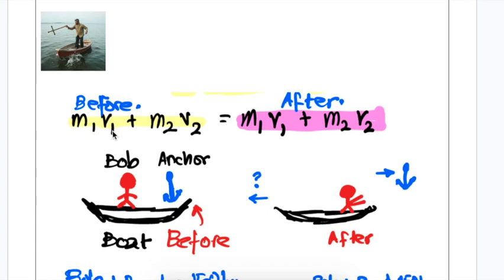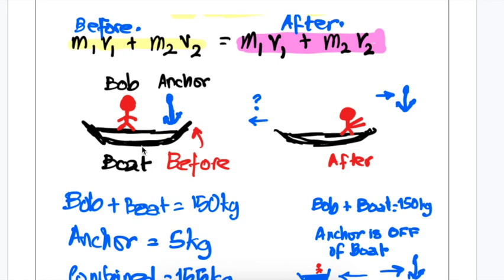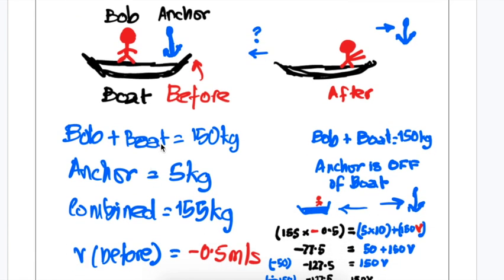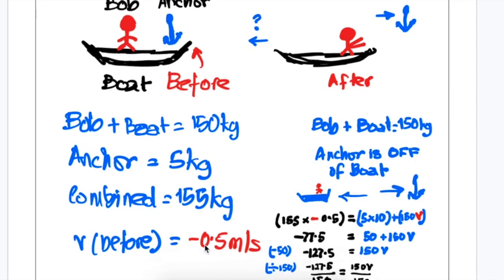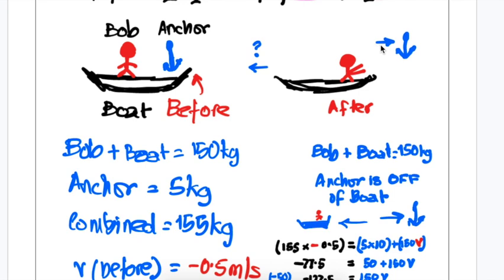So diagramming all of that into a systems diagram, as it's called, we have the boat, we have the anchor, we have Bob on the boat, and before doing anything, Bob and the boat had a mass of 150. The anchor was 5. Combine those two together. Everything on the boat had a mass of 155, and it was drifting in a certain direction at minus 0.5 meters per second. Then, what Bob does is he throws the anchor off the boat, and he wants the boat to go opposite to where he threw the anchor off.